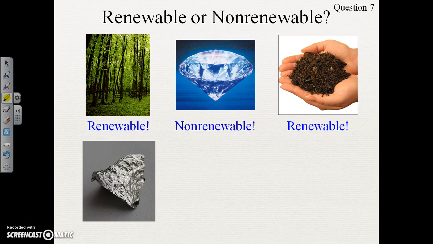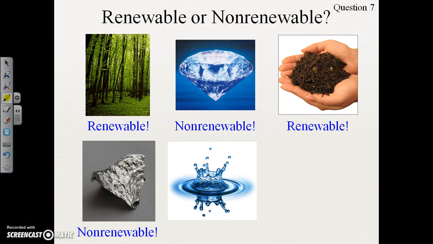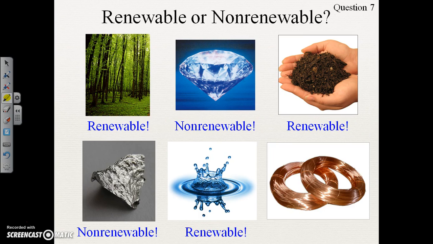If we have any sort of minerals, aluminum or any other metals, those are going to be non-renewable. Once it's used, it's gone. Water replaces itself in the water cycle, so it is renewable. And our last example here, copper. Again, very similar to our aluminum chunk before, which is non-renewable. You use it, it's done. You misshape it, it's done.